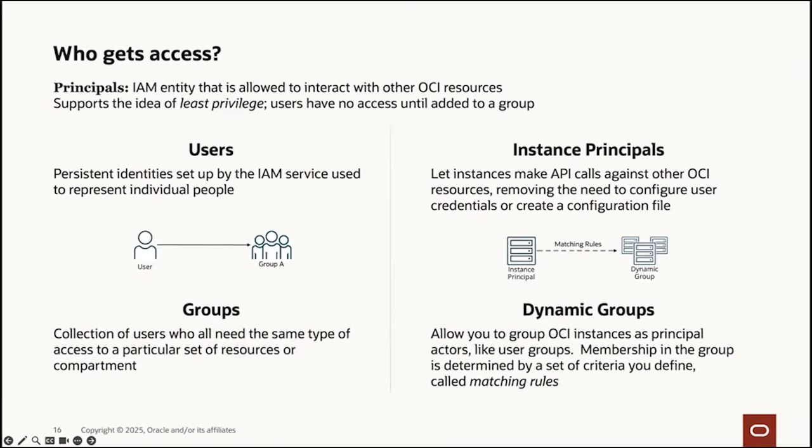So let's talk about who gets access. We have the concept of principals within identity and access management, and that's going to be an entity that's allowed to interact with other OCI resources. We support the idea of least privilege. That means that users will have no access until they're added to a group, and then policy statements are written to grant them access.